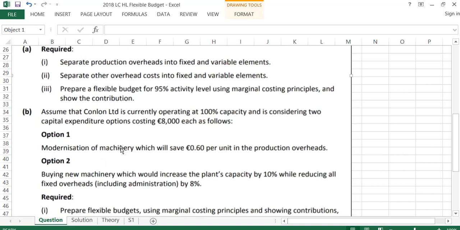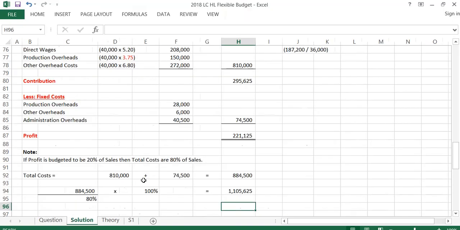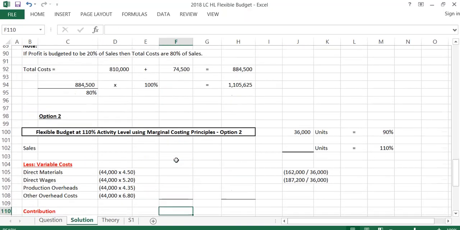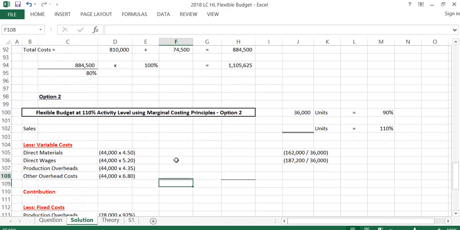Option 2 says they might buy the new machinery which will increase the plant's capacity by 10%. So instead of operating at 100%, they're now going to be operating at 110%, while reducing all fixed overheads, including administration, by 8%. So all the fixed overheads are going to go down by 8%. So again, there's just 2 slight changes here now for option B. Instead of operating at 100%, we're now going to be operating at 110%.